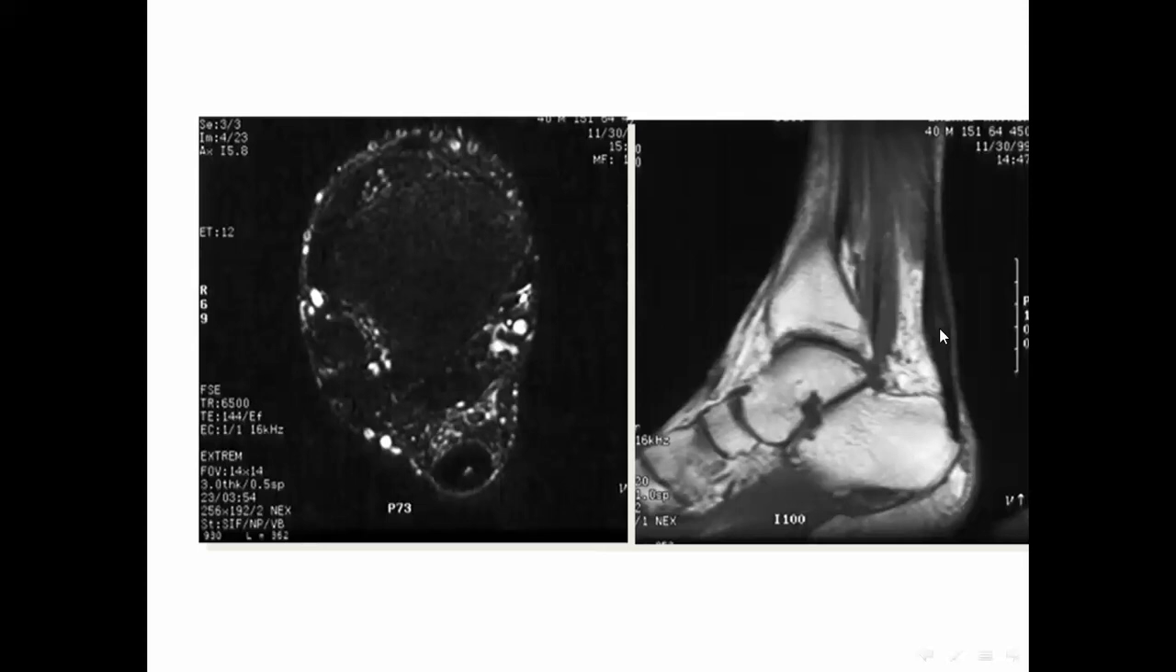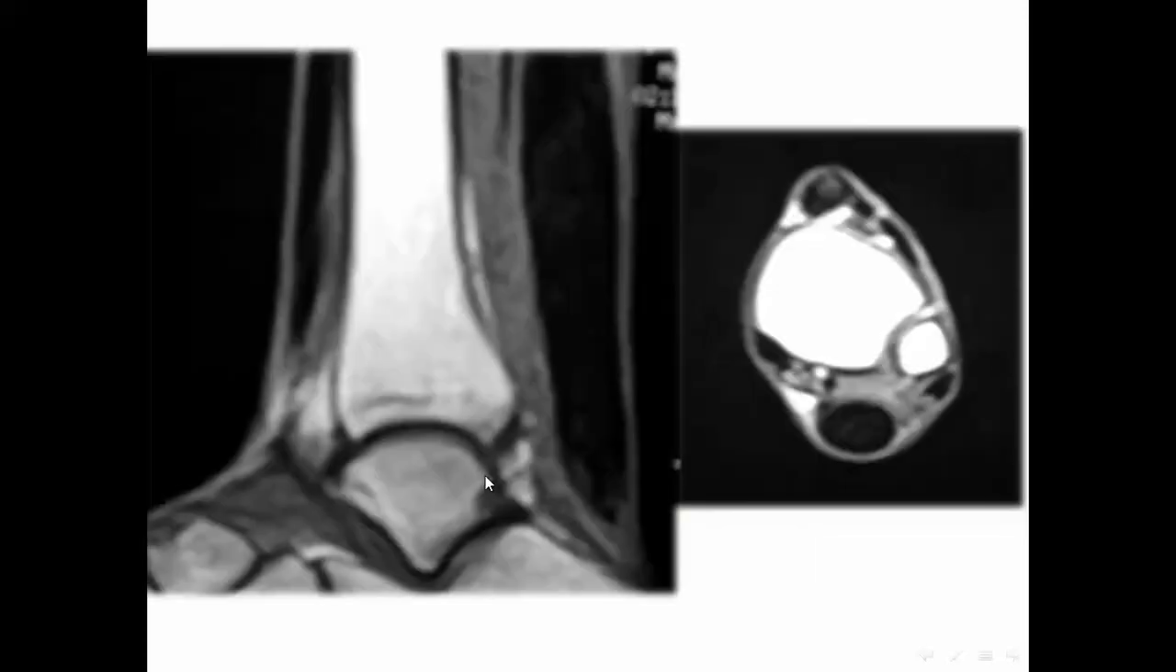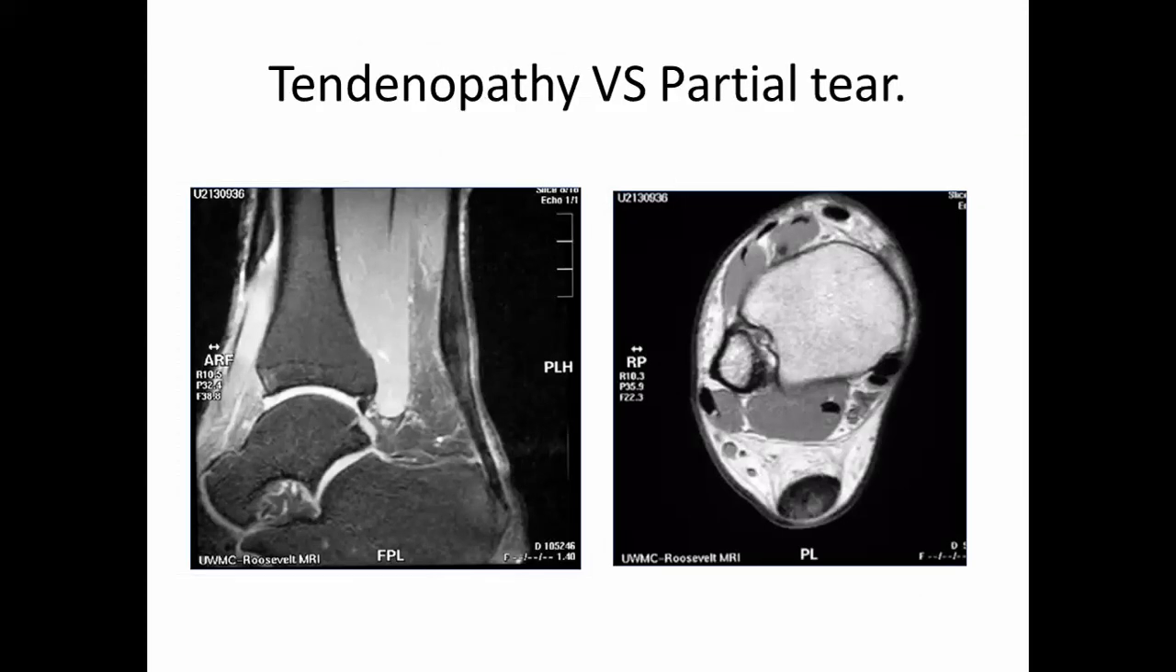This is fusiform enlargement with internal signal. Fusiform enlargement with internal signal. Same. Tendinopathy and partial tear. This is fusiform enlargement, something chronic.